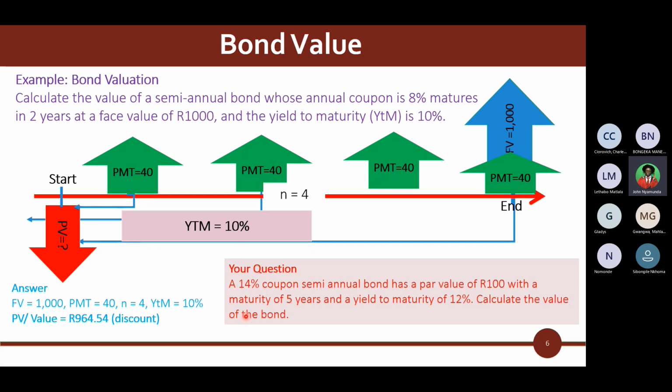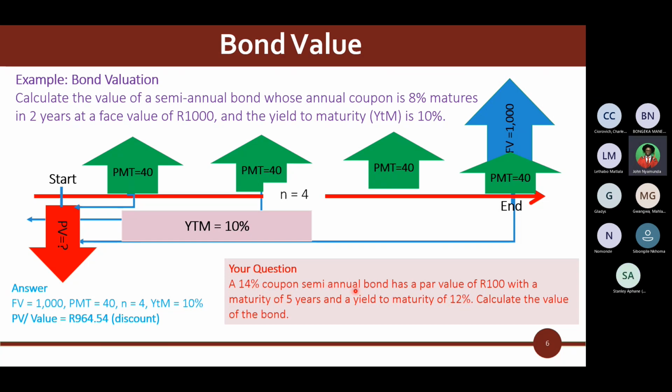Okay, so your question is this one. Please, if you have a question, ask. If you don't have a question, do this one. A 14% semi-annual bond has a par value of 100 rand with a maturity of 5 years and yield to maturity of 4%. Calculate the value of the bond and put it in the chat.